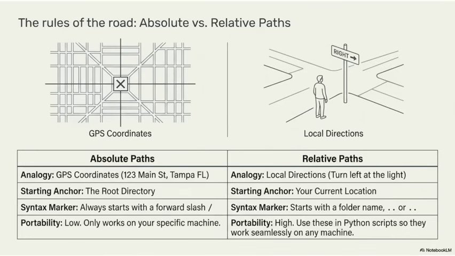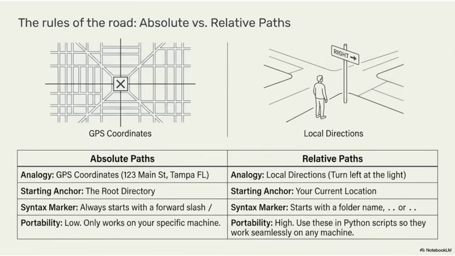Absolute paths and relative paths are two different ways to specify location. Understanding both is essential for writing portable Python scripts. An absolute path starts from the root directory. It always begins with a /. It's like a GPS coordinate: 123 Main Street, Tampa, Florida. It works from anywhere because it specifies a complete address from the ground up.